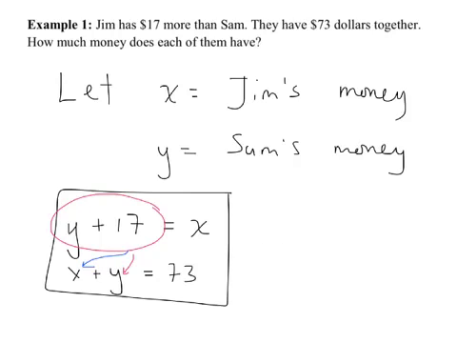It's so different because I used S and J, and I'm trying to keep those in my mind. Yeah. So we have y plus 17 quantity plus y equals 73. Okay.